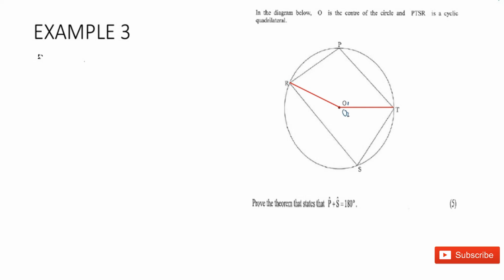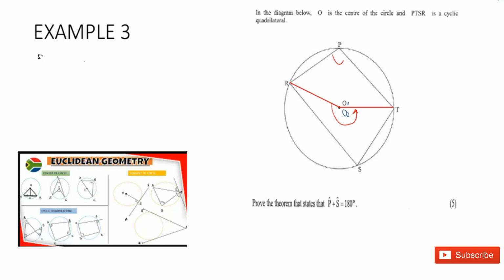Since we now see that we've got an angle at the center, which theorem comes to your head that talks about an angle at the center? The theorem that talks about the angle at the center and an angle at the circumference is theorem number 2 that I discussed in my Euclidean geometry summary, which says the angle at the center is equal to 2 times the angle at the circumference.